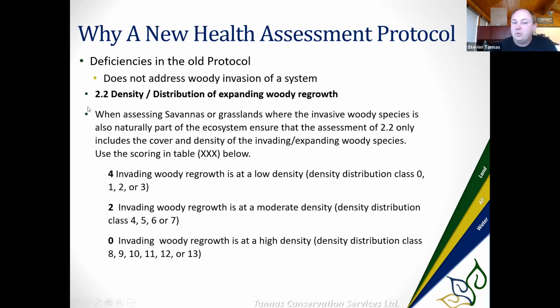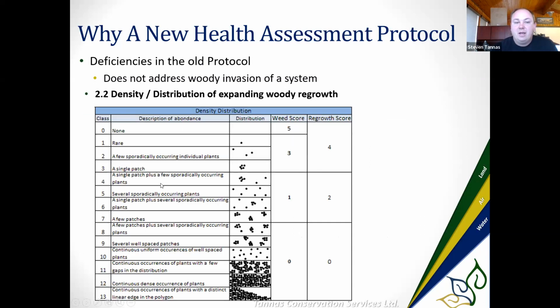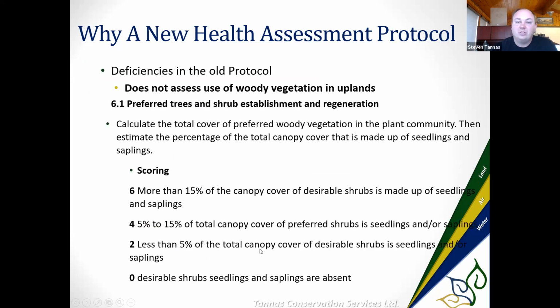And then I look at the distribution of those woody species. So the specific species we pick out as a problem, what is their distribution? And using the normal distribution tables, if you've got just a few individuals or one patch, that's not the same as having multiple patches or having a continuous spread. So you might have low cover, but if they're everywhere, it can mean that the ecological shift is going to be much more dramatic when it starts to really happen.